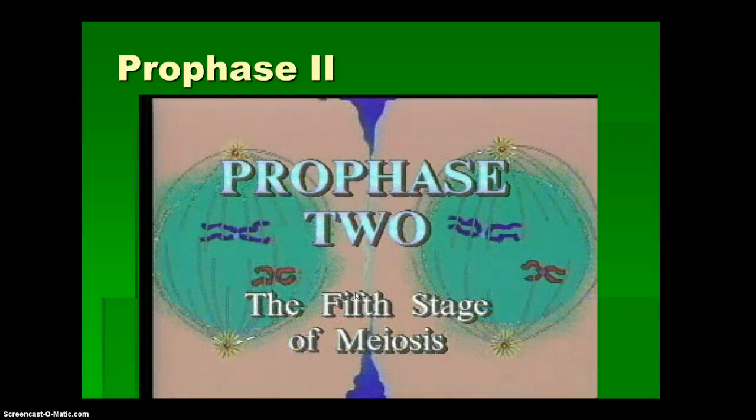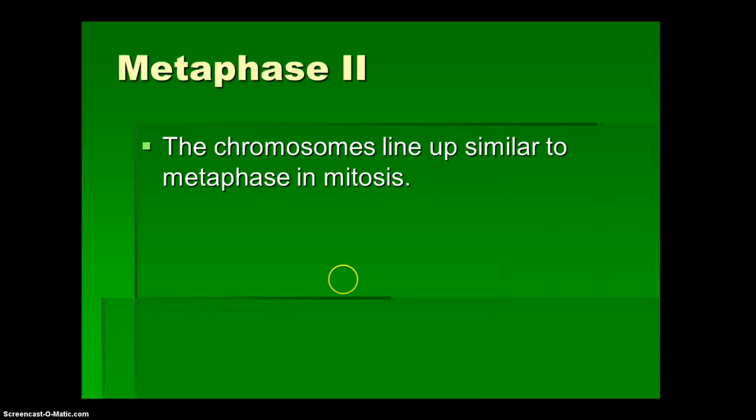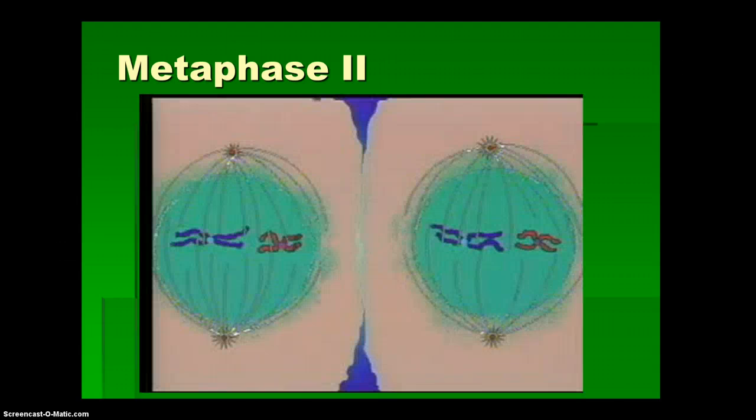The fifth stage of meiosis, called Prophase II, follows right on the heels of Telophase I, without an interphase stage in between them, as happens in mitosis. This means the DNA of the chromosomes in the Prophase II cells has not been replicated. And this explains why the chromosomes of Prophase II cells have not sprouted any new sister chromatids. From now on out, meiosis follows the same stages as mitosis. So the chromosomes line up, similar to metaphase in mitosis, and they're going to be pulled apart by the spindle fibers.